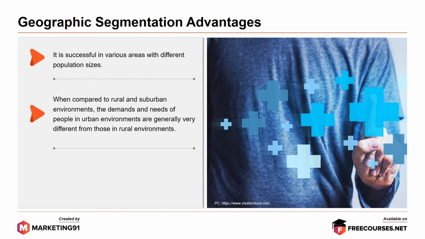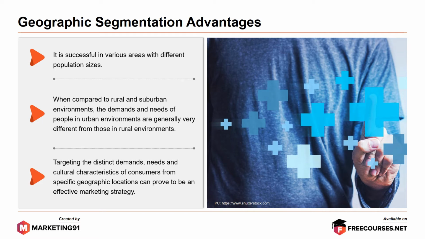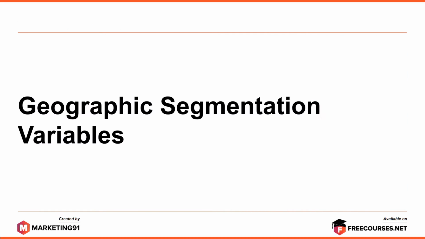Moving on, it is successful in various areas with different population sizes. When compared to rural and suburban environments, the demand and need of people in urban environments are generally very different from those in rural environments. Targeting the distinct demands, needs and cultural characteristics of consumers from specific geographic locations can prove to be an effective marketing strategy. Moving on to geographic segmentation variables.